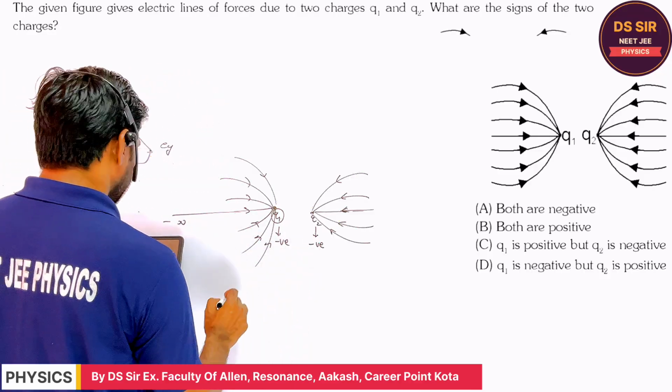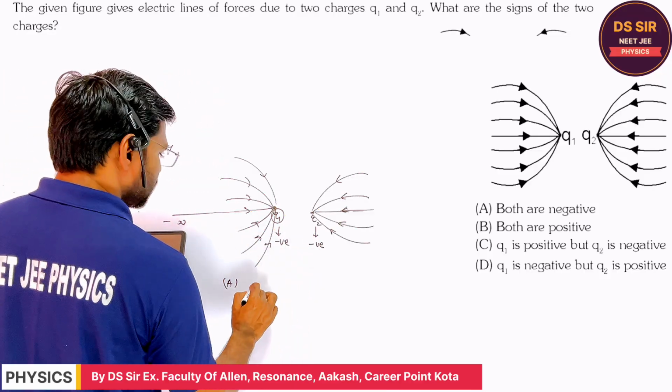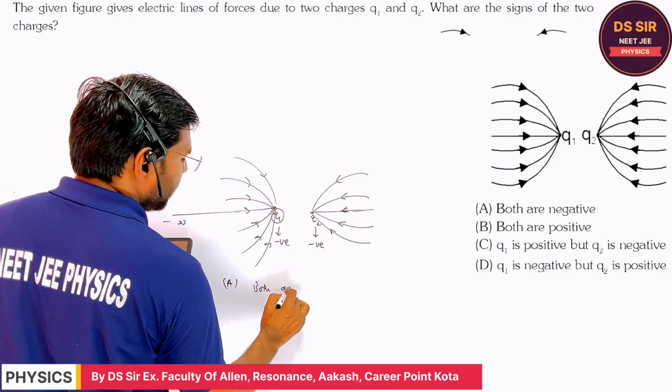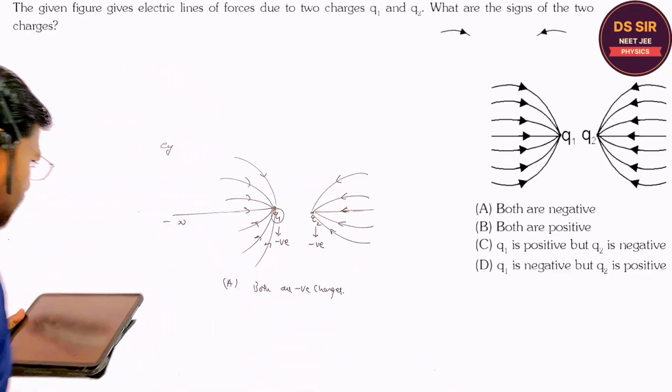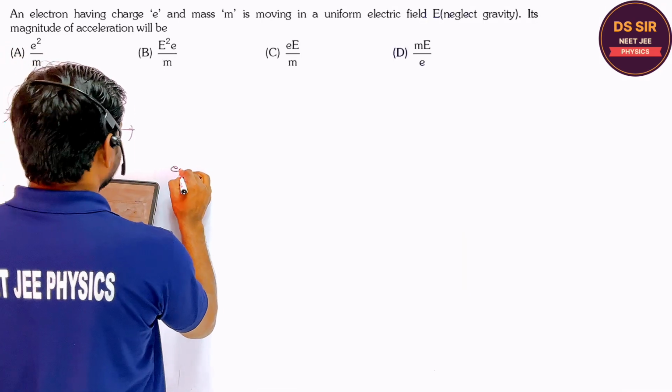So which option is the correct option? Option A is the correct option. Both are negative charges. Copy this.